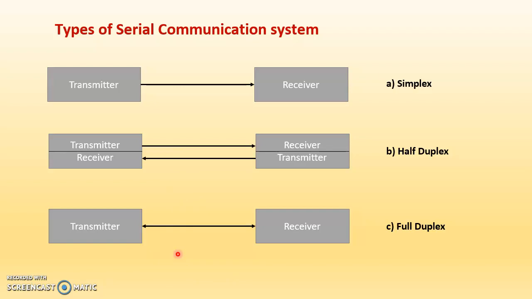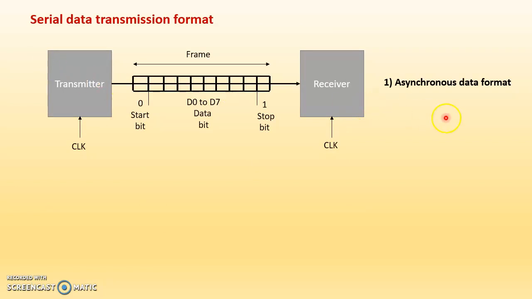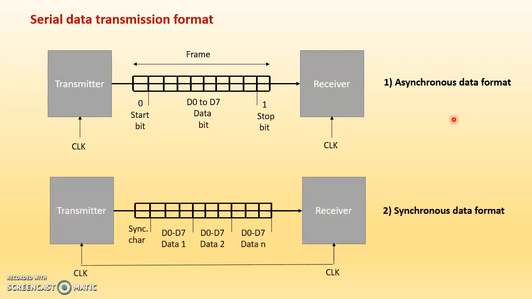So this is what the difference is. Again, we'll see there will be a serial data transmission format. One is the asynchronous data format and the second one is the synchronous data format. So what happens in this case, the data will be transmitted from the transmitter to the receiver, here also in two ways. One is asynchronous type and the second is synchronous type.